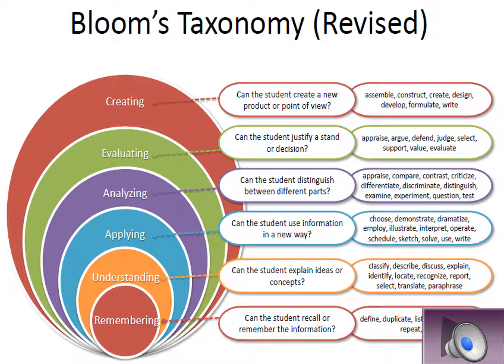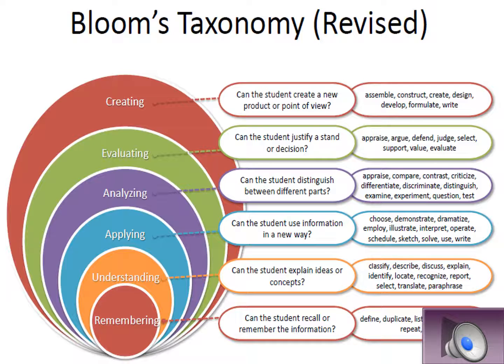Evaluation level, the students should be able to justify a stand or a decision or an opinion about the content that you're presenting. So argue, defend, judge, support, evaluate, appraise are all good behavior verbs.